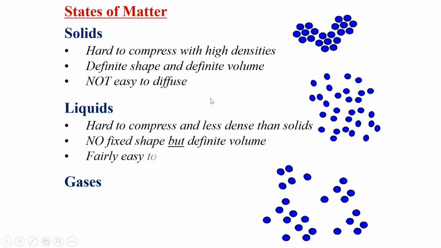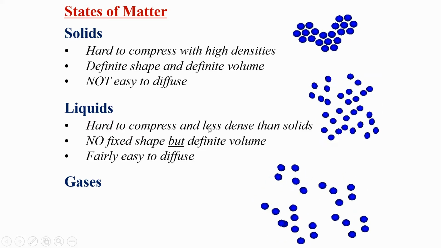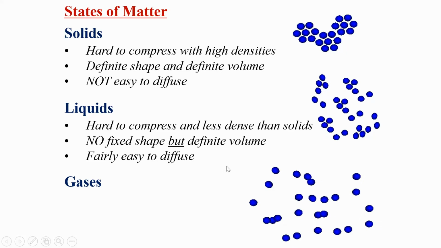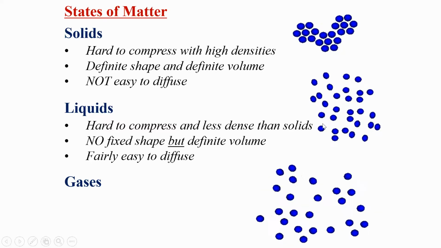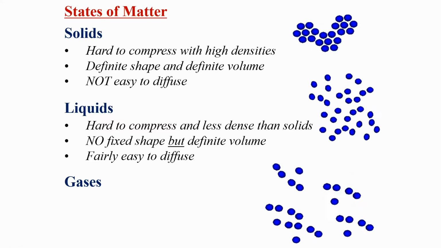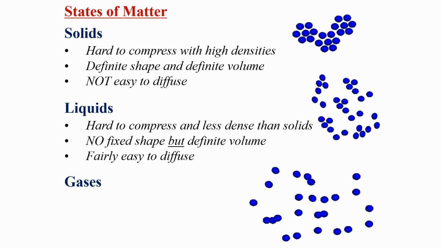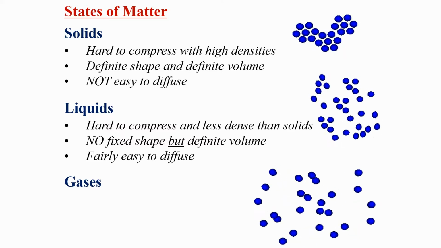Liquids are hard to compress and less dense than solids. No fixed shape, but definite volume, so they take the shape of their container, you may have heard. And they're fairly easy to diffuse. If you put Kool-Aid or Crystal Light or a Mio squirt into a bottle of water, it'll quickly spread out and diffuse to fill the entire rest of the water. Whereas if you put a sugar cube in, it would take a lot longer.